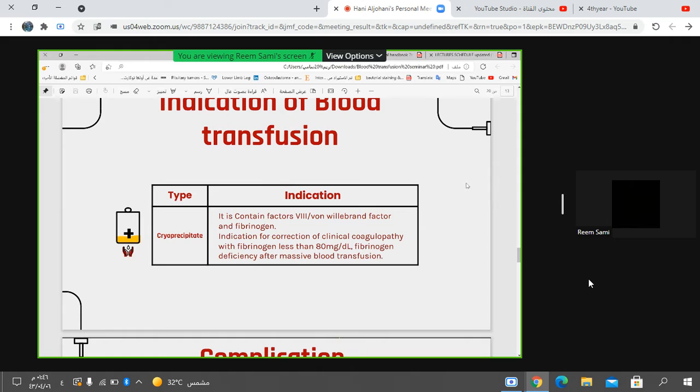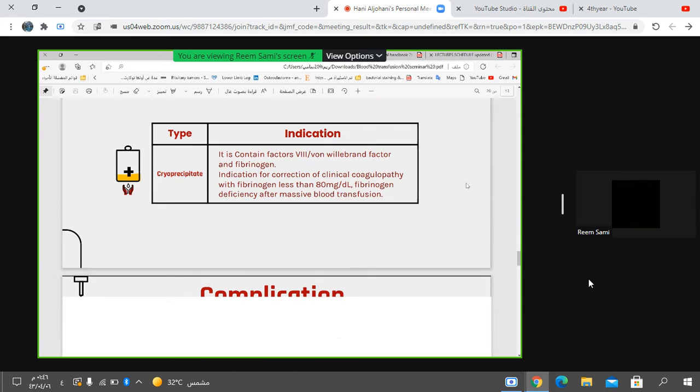And the last one, which is cryoprecipitate, as you know, contains factor 8 or von Willebrand factor and fibrinogen, and we use it to correct clinical coagulopathy with fibrinogen less than 80 milligram per deciliter, and when we expect fibrinogen deficiency after massive transfusion of other blood products.